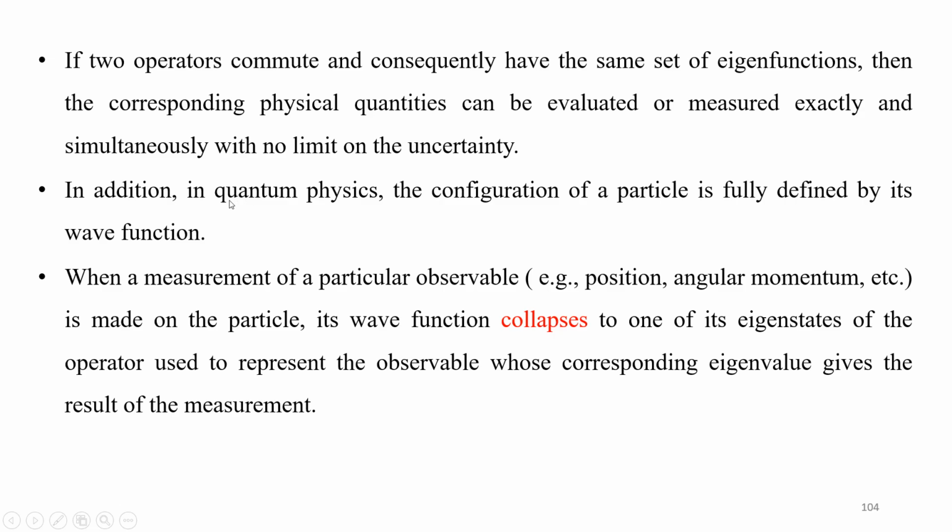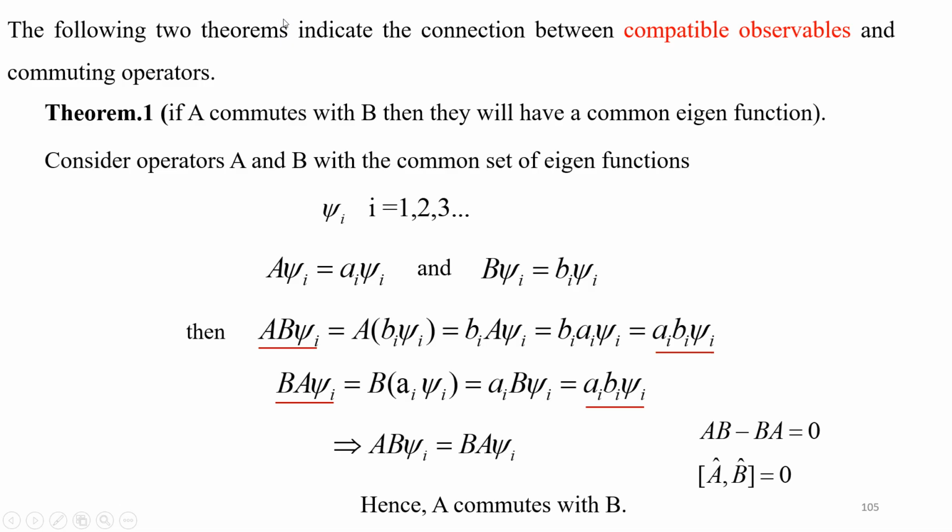In addition, in quantum mechanics, the configuration of a particle is fully defined by its wave function. When a measurement of a particular observable, for example, position, angular momentum, and so on, is made on the particle, its wave function will collapse to one of the eigenstates of the operator used to represent the observable, whose corresponding eigenvalue gives the result of the measurement. The following two theorems indicate the connection between compatible observables and commuting observables. Theorem 1. If A commutes with B, then they will have a common eigenfunction.